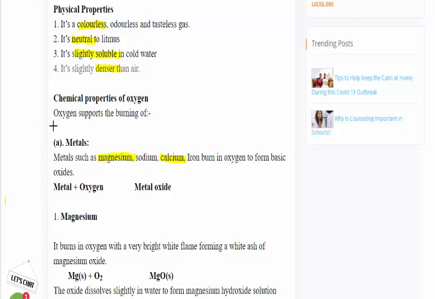We can demonstrate this in this way. A metal reacts with oxygen to form a metal oxide. Let's start with magnesium. Magnesium burns in oxygen with a very bright white flame, forming white ash of magnesium oxide. We can demonstrate this by using a magnesium ribbon.